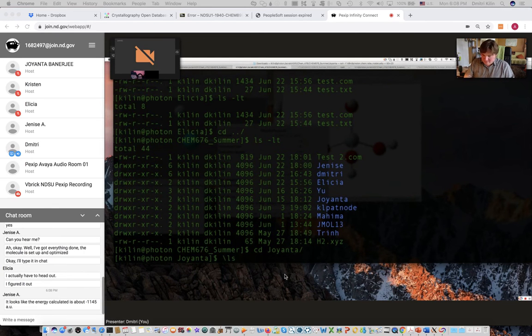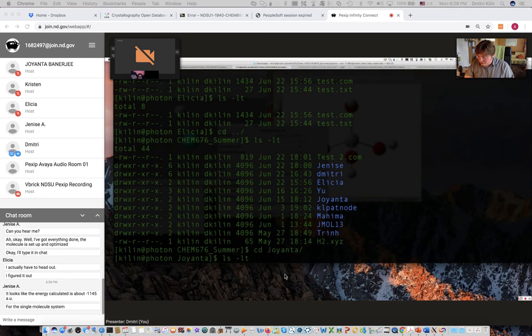If your energy is lower than the one I was showing in demonstration, it means you found much better geometry. So it is what we were talking about at the beginning. The configuration that has the lowest energy is the most reliable. So you are on a good track. So keep going this way.